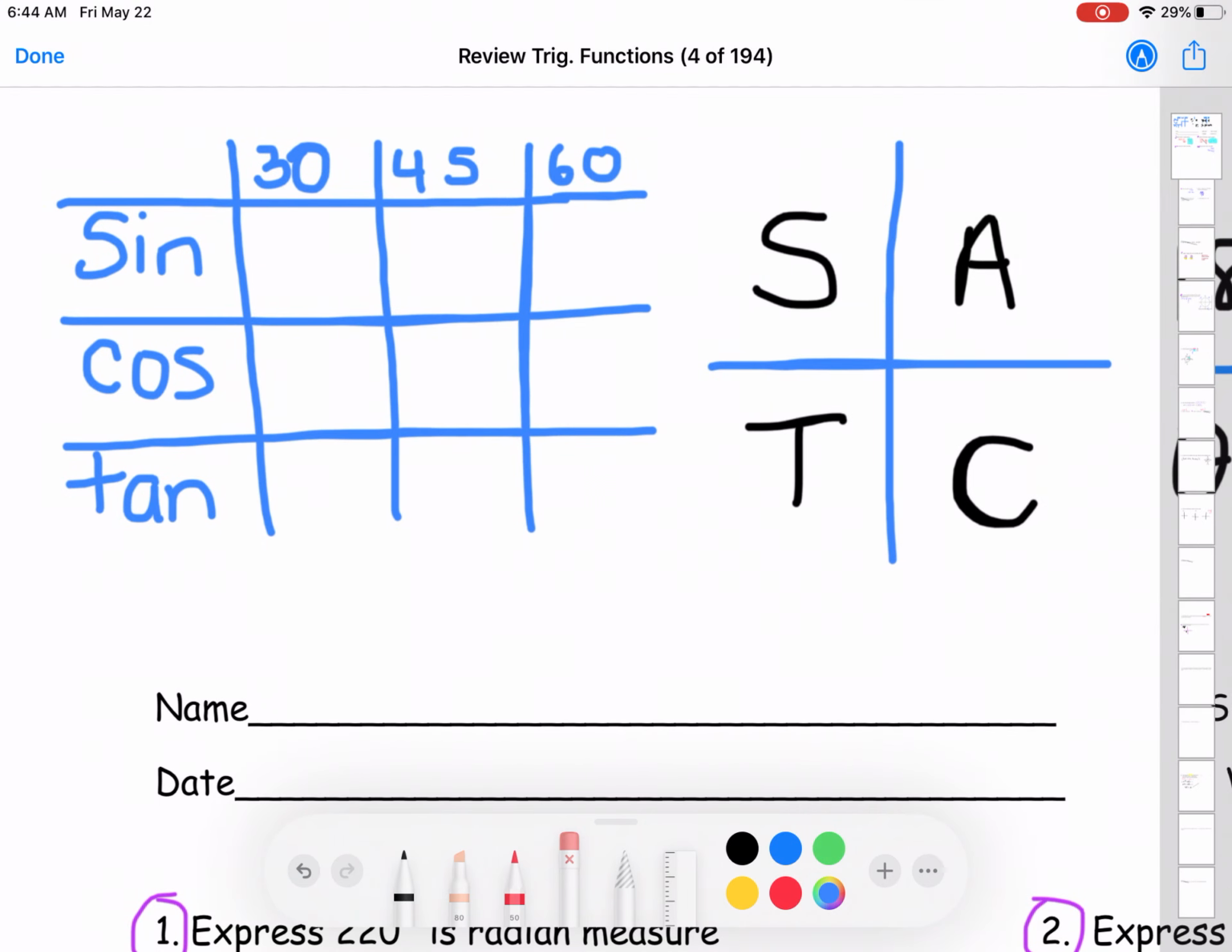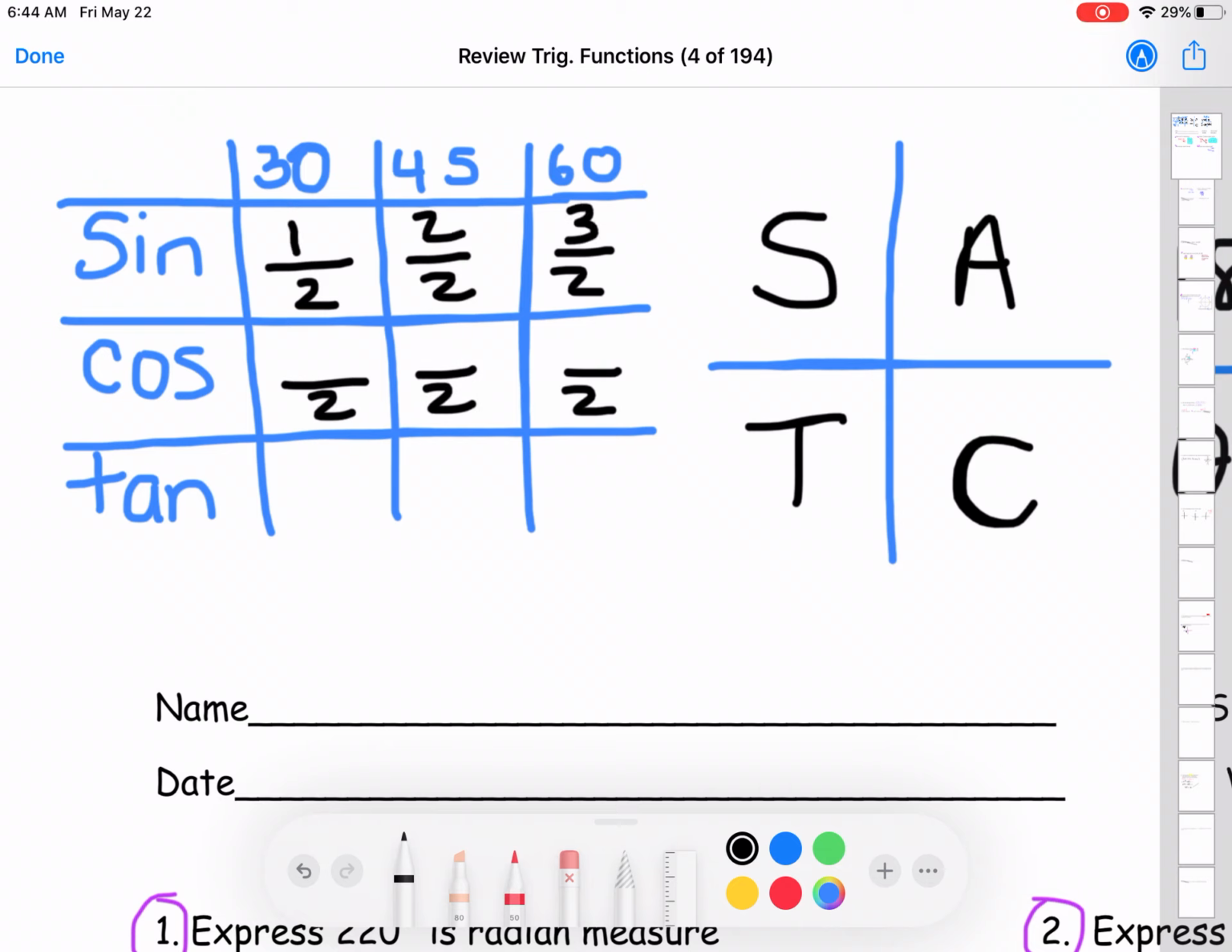Remember our special angles chart, and the way we would fill it out? The first two rows would all be over 2. And then it's 1, 2, 3. 3, 2, 1. All the numerators get radicals, but it wouldn't make sense to put a rad on top of 1 because rad 1 is 1.